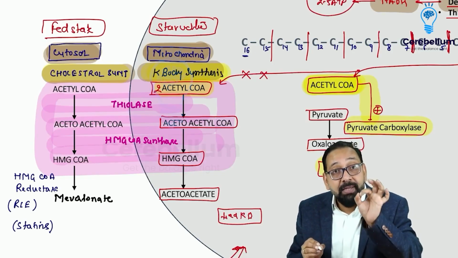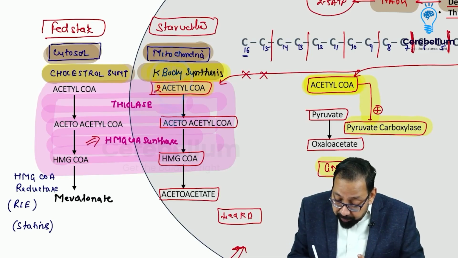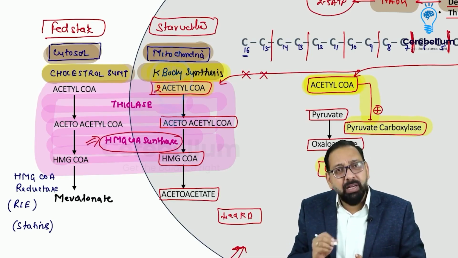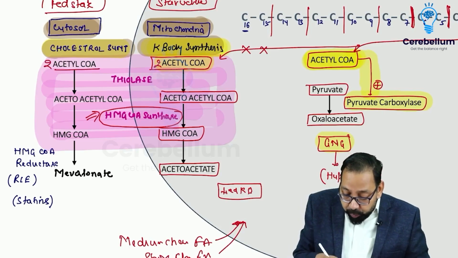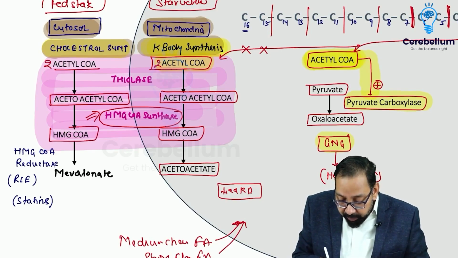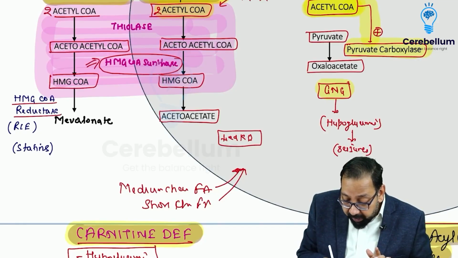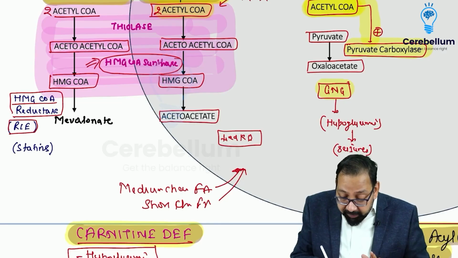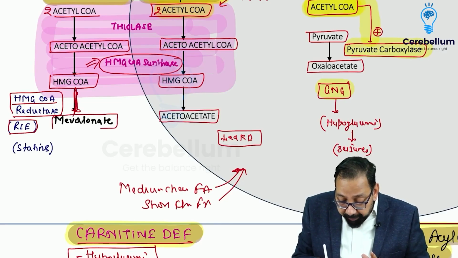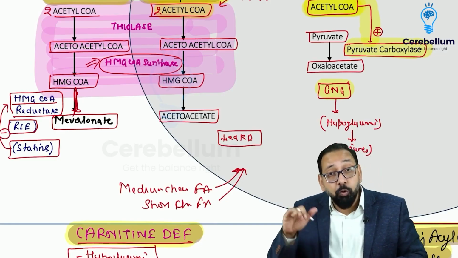A question has been asked: the enzyme common to cholesterol synthesis and ketone body synthesis. The answer was HMG coenzyme A synthase. Thiolase was not given as an option. Acetyl coenzyme A molecules join to form acetoacetyl coenzyme A, then HMG coenzyme A. In cholesterol synthesis, the rate limiting enzyme is HMG coenzyme A reductase, and HMG coenzyme A is converted to mevalonate. Statin drugs inhibit this HMG coenzyme A reductase and decrease cholesterol synthesis.